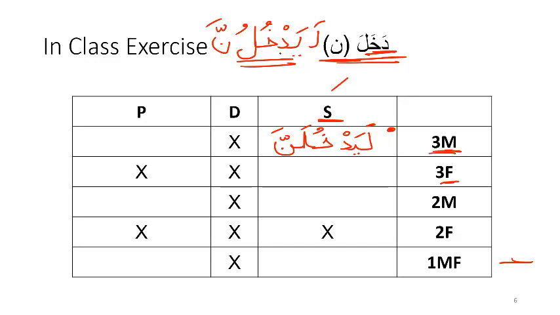So first of all, third person female would be tadkhulu. Exactly. Tad, khu, and then there's this lam. So what do I add at the beginning? La, lam fatha. La tad khu, and then lanna. La tadkhulanna.